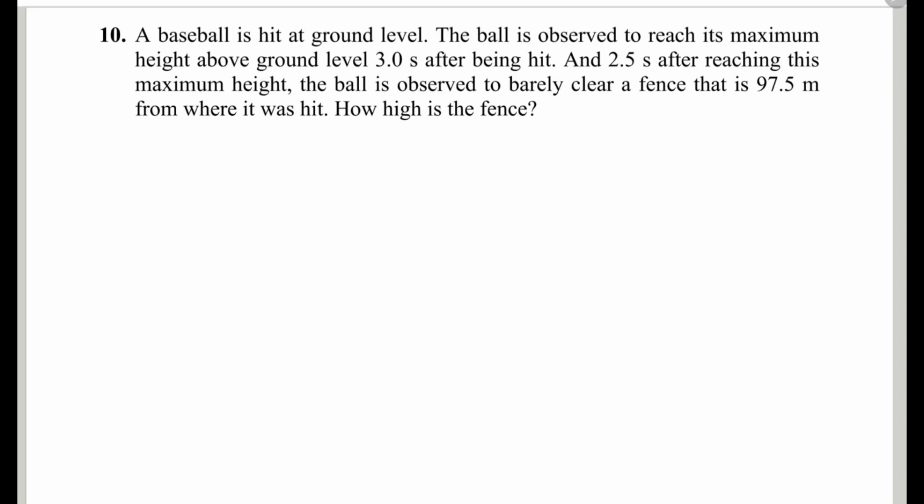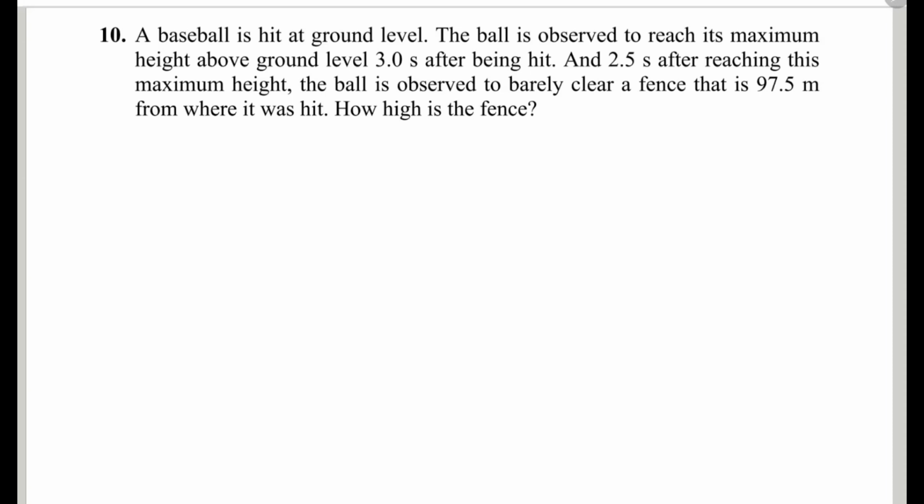A baseball is hit at ground level. The ball is observed to reach its maximum height above ground level 3 seconds after being hit and 2.5 seconds after reaching this maximum height, the ball is observed to barely clear a fence that is 97.5 meters from where it was hit. How high is the fence?